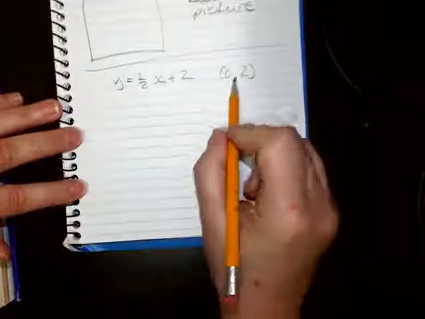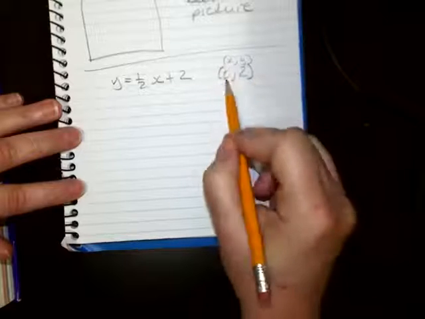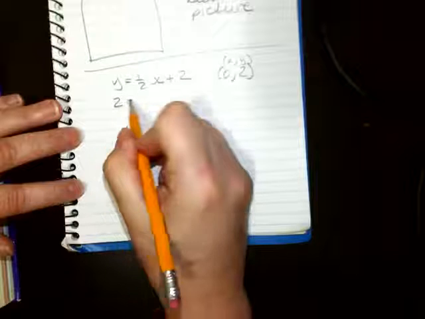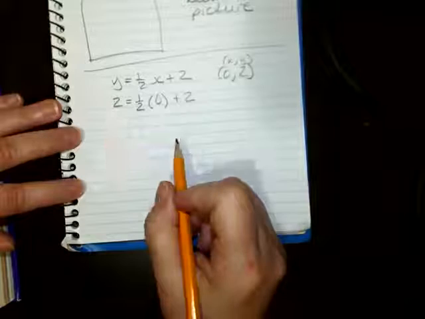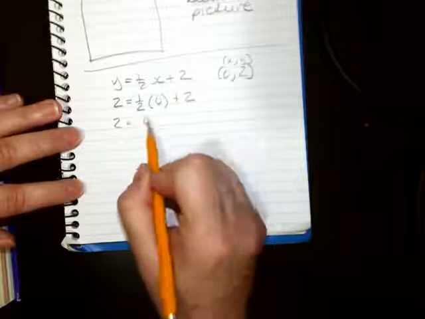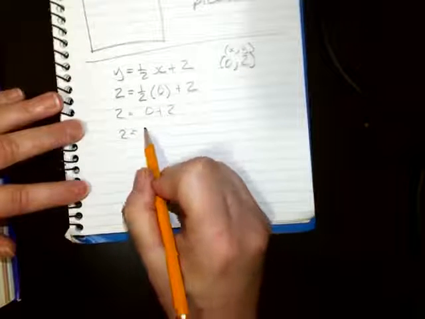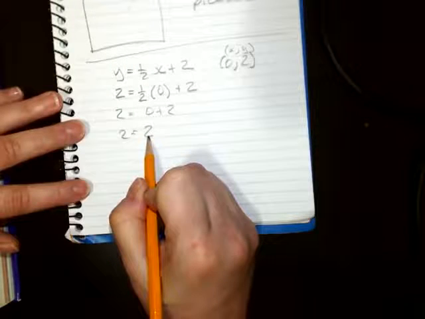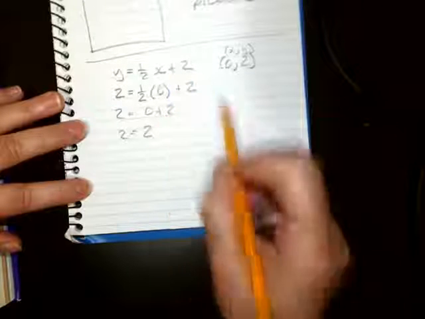So we would replace x with, it's always x, y, alphabetical, we will replace x with 0 and y with 2. So 2 equals 1/2 times 0 plus 2. Anything times 0 is 0, and of course 0 plus 2 is 2. When the left side equals the right side, that means that point is on that line.